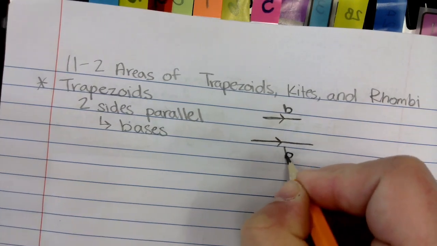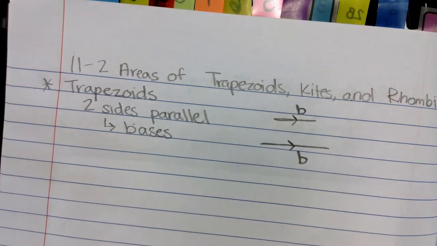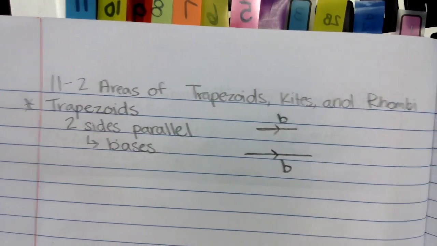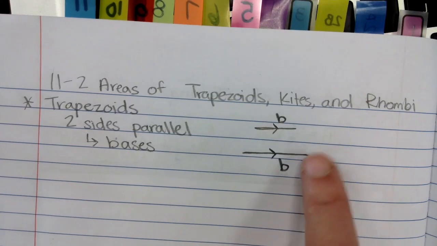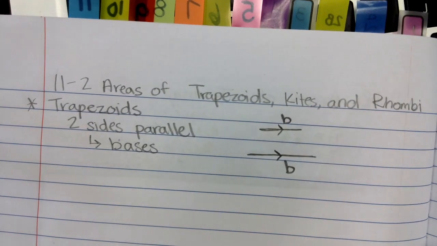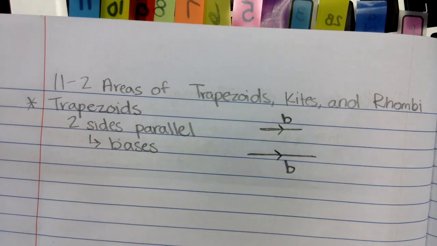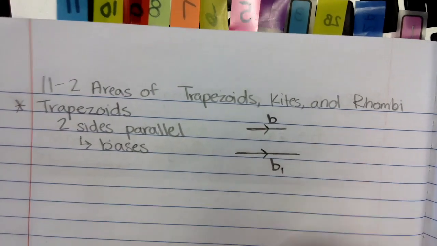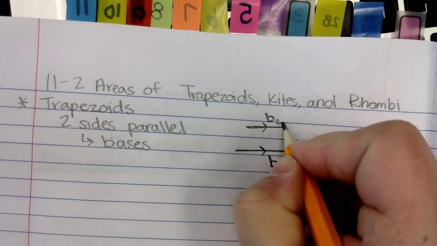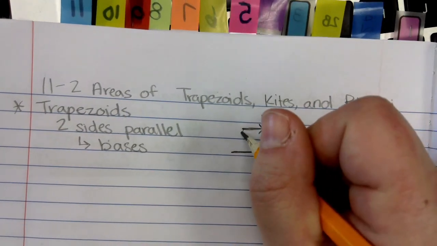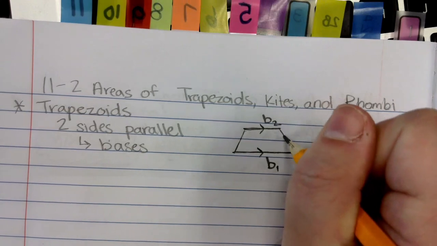Now, in a trapezoid, do those two bases have to be the same length? No. So can we just use the same number for these B's? No, we have to decide that they're different. So to decide that they're different, we use what's called a subscript, where we make a really small number off to the bottom. So we're going to call this B1 and B2 for base 1, base 2. And then we can connect the other sides.